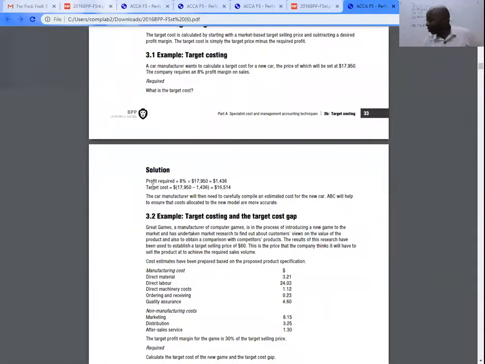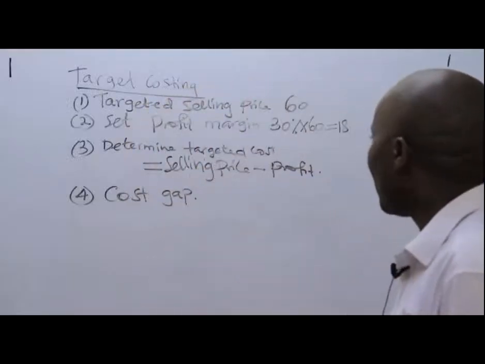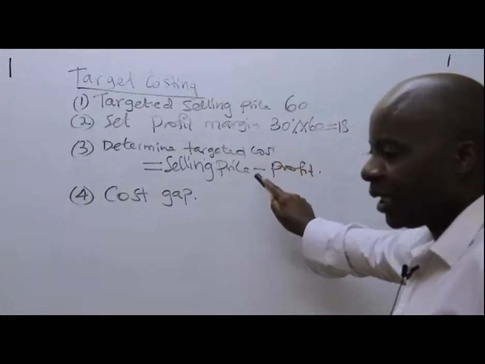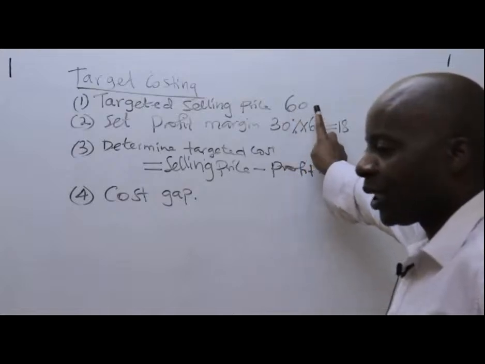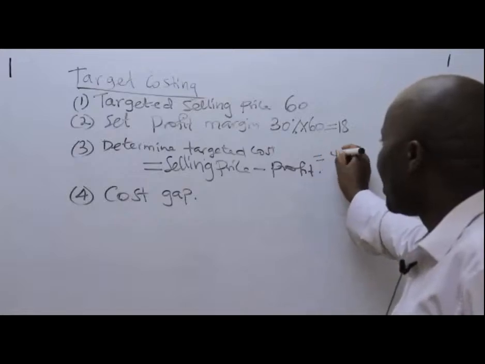The targeted cost, how do I get the targeted cost? We've just said here that to get the targeted cost, we normally take the selling price minus the profit. So I'll take 60 minus 18. So 60 minus 18, this gives me 42. This gives me 42.